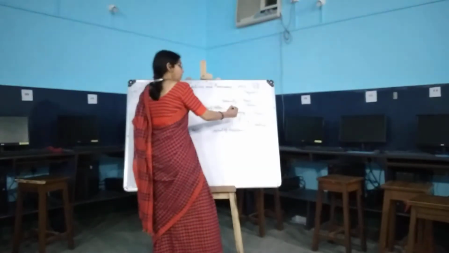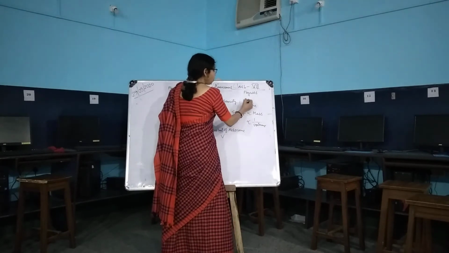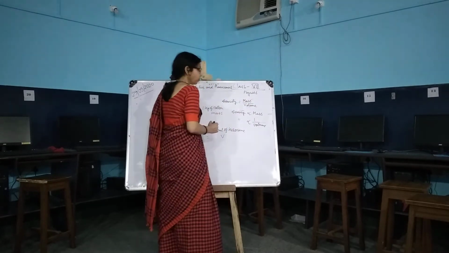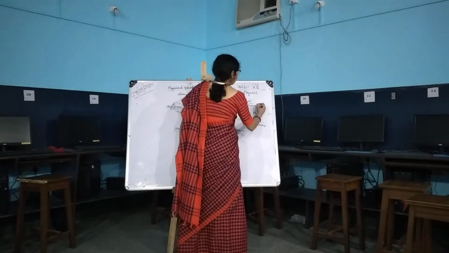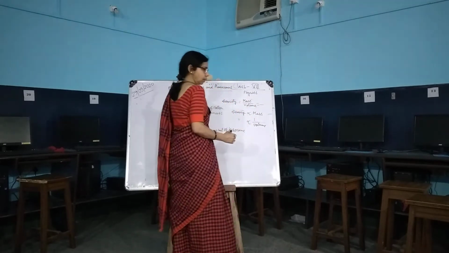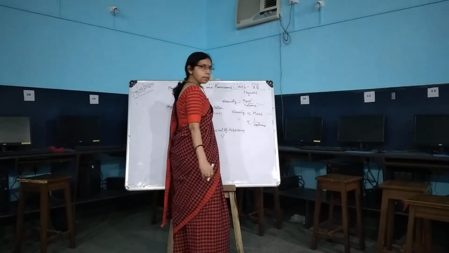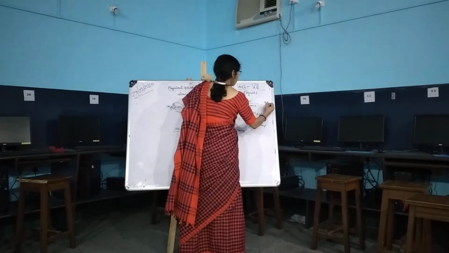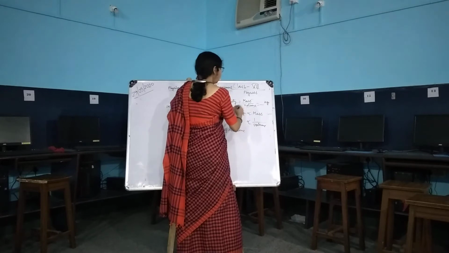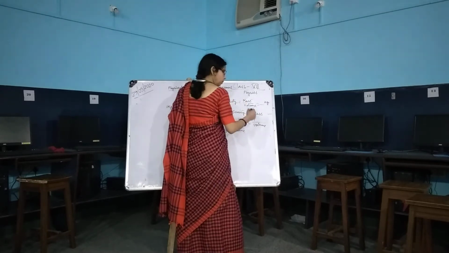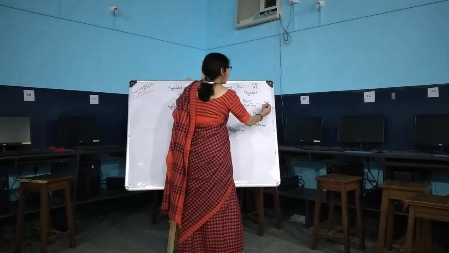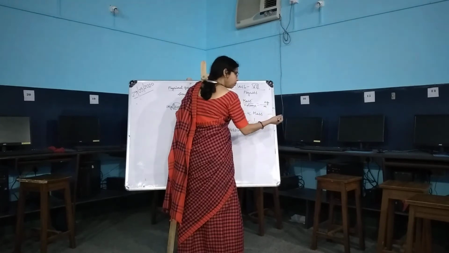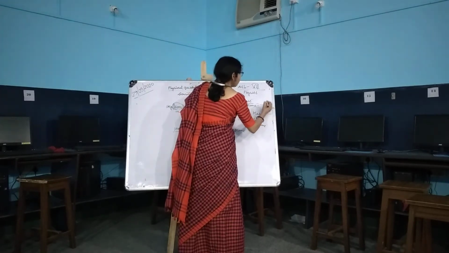So the density of an object depends on two factors. One is the mass, another one is the volume. We already learned the unit of mass: in the SI system, the unit is kg. And volume means length, breadth and height. Length, breadth and height means meter three times, so we can say the unit is meter cube.